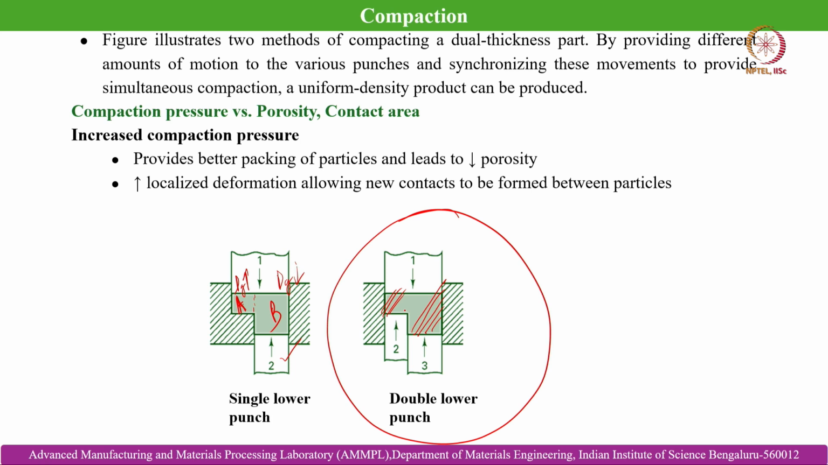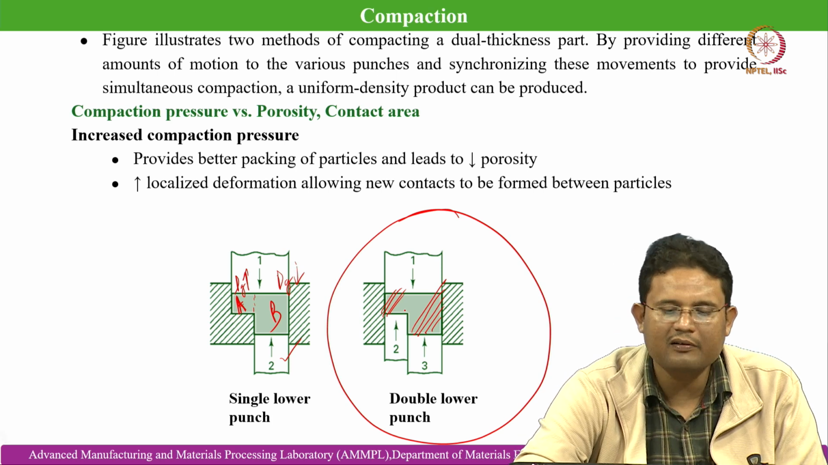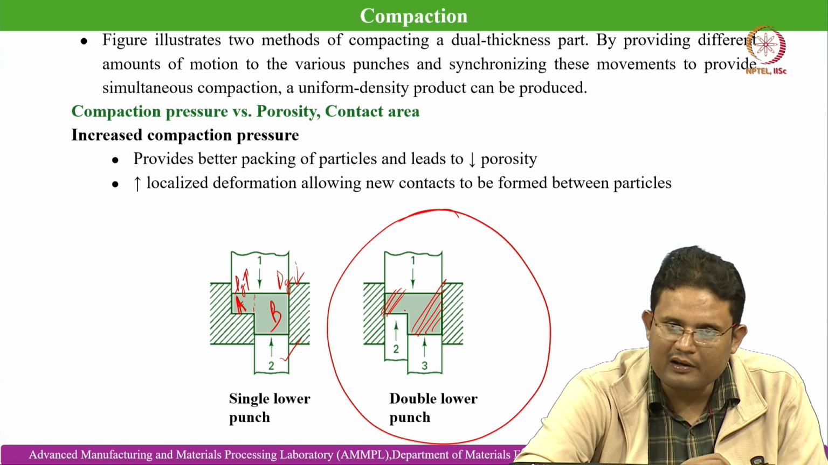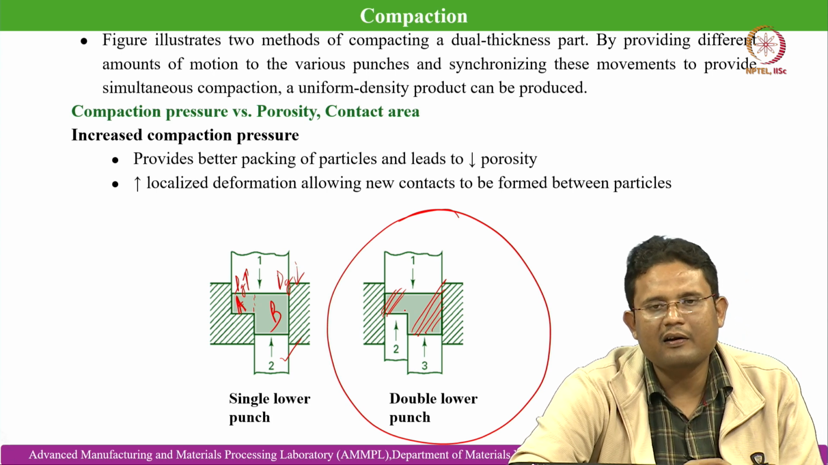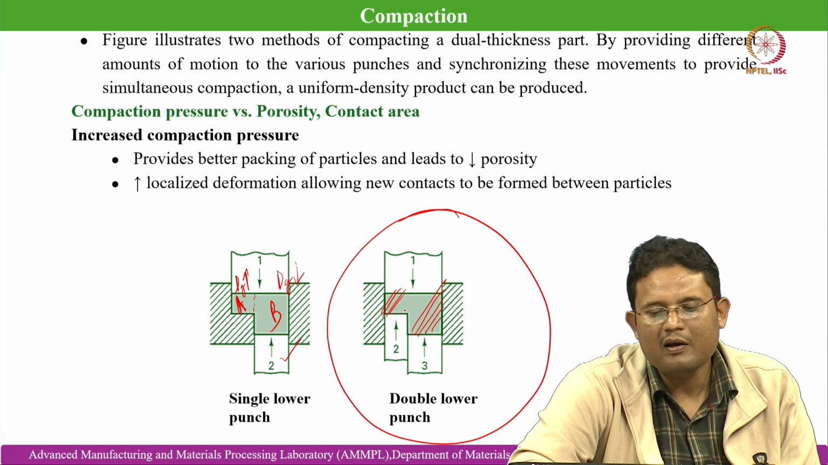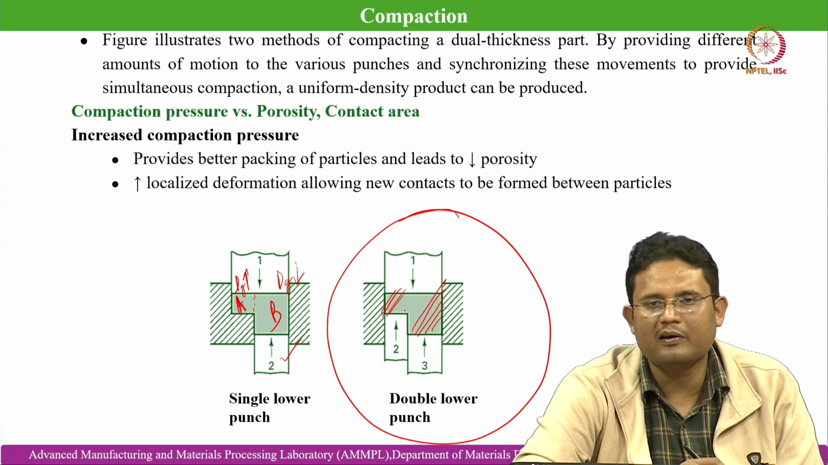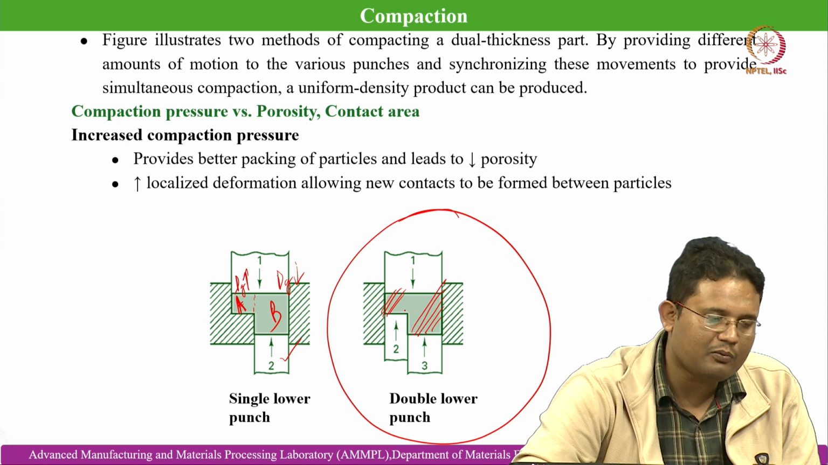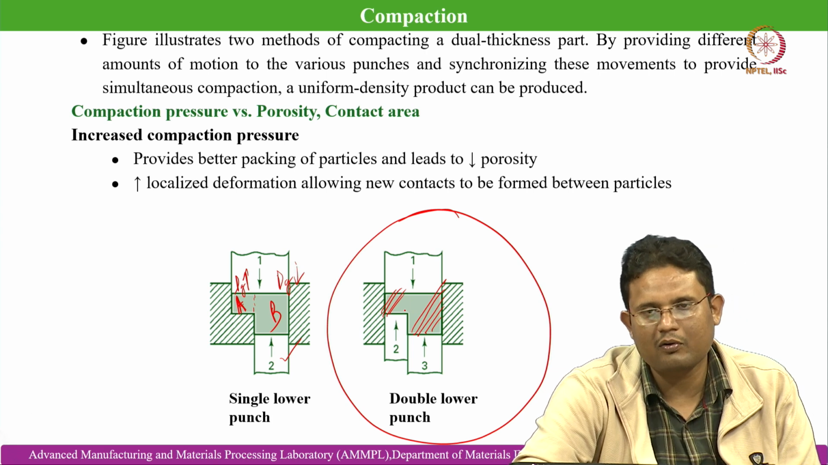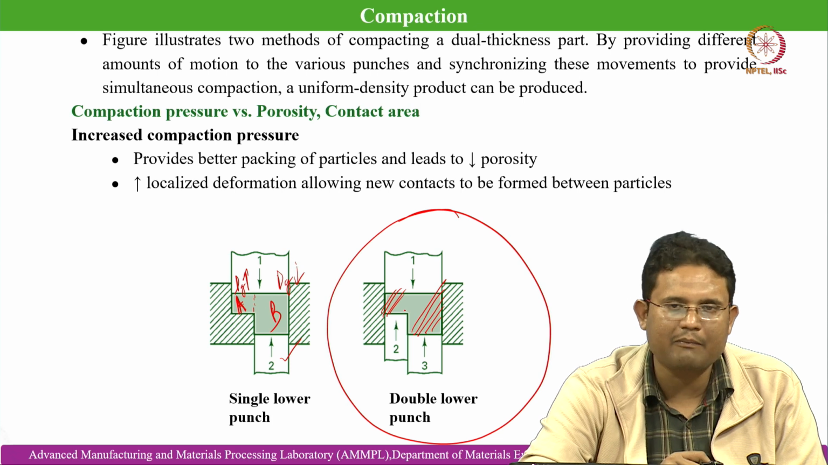This is the compaction pressure versus porosity and contact area. Increased compaction pressure provides better packing of particles and leads to decreased porosity and localized deformation, allowing new contacts to be formed between particles. One thing you need to understand is that, like we are doing this compaction, how are we basically achieving the green shape of the part?